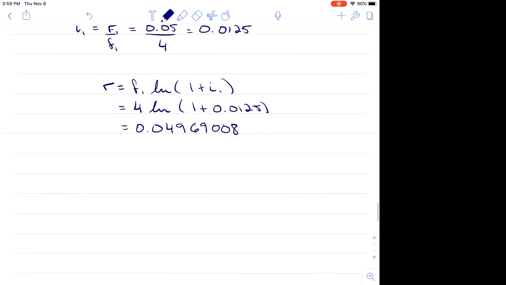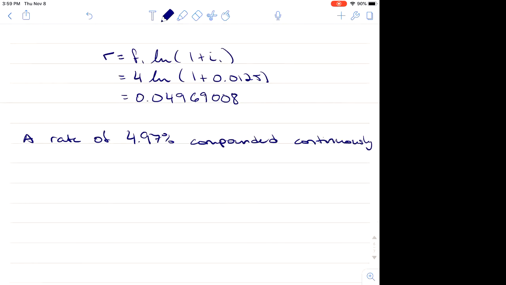Or vice versa. So a rate of 4.97% compounded continuously is equivalent to 5% compounded quarterly.